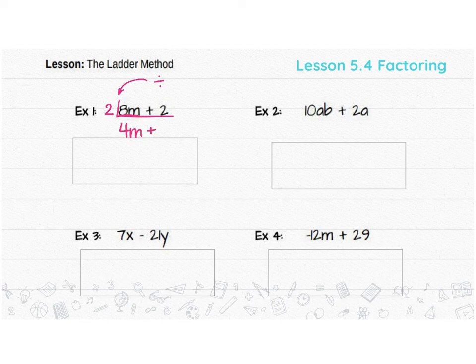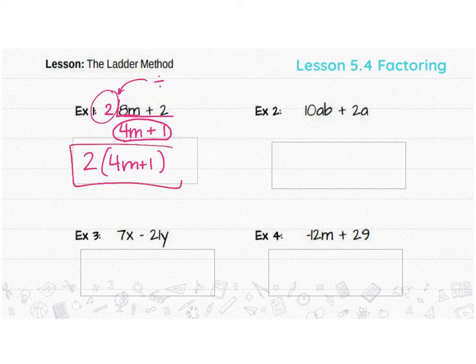2 divided by 2 gives us 1. Because 4m and 1 both don't have any common factors other than 1, that means we're finished. So what you do is you take this part, 4m plus 1, you put it in a pair of parentheses, and whatever you have left on this side would go in front, and that's your final answer. So again, this is like reverse distributive property. If you notice your answer looks like you should distribute, that's essentially what this is.